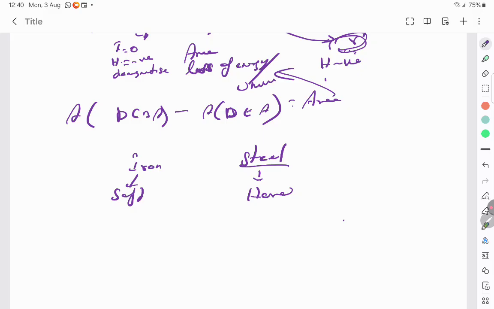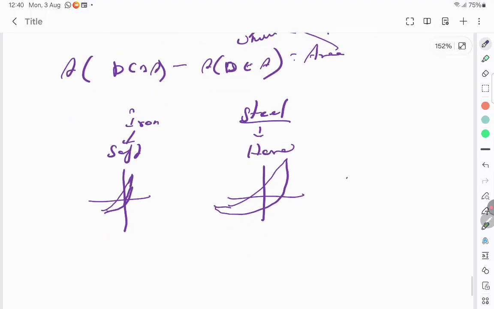For a soft substance, the loss of energy is less. The hysteresis loop will be very narrow. Whereas for a hard ferromagnetic substance, there's a large hysteresis loop. More energy loss. So that's something you need to understand. For iron, loss is very, very less. Similarly, for a hard ferromagnetic substance, retentivity is also large.